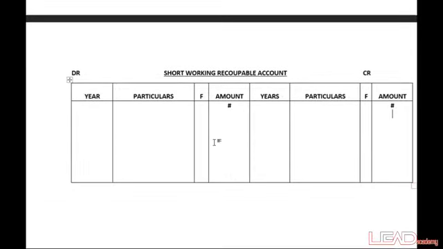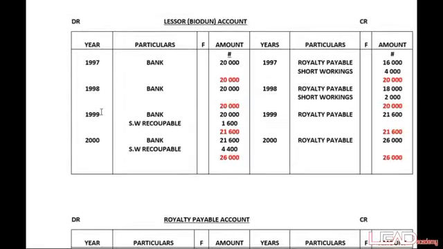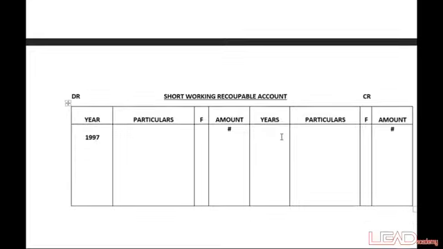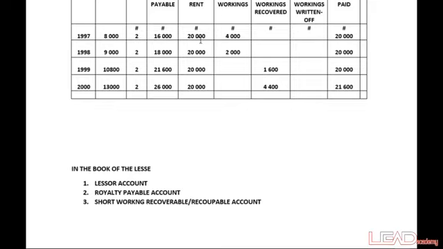So in our short workings account, in the year 1997, did we have any short workings? Yes, we did. In year 1997, in our accounts here, we gave 4,000 naira. Who did we give 4,000 naira? The landlord. So we are going to debit short workings. So which means, who are you giving the short workings? Lessor. And the reason why you are giving it to him is because in year 1997, in our schedule, we were not able to make up to 20,000 naira.